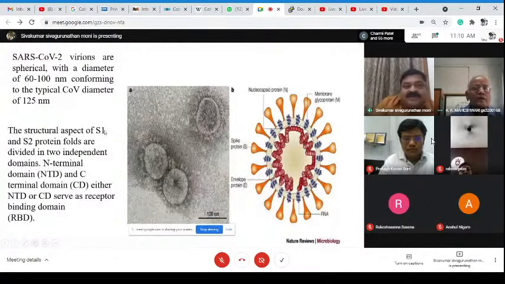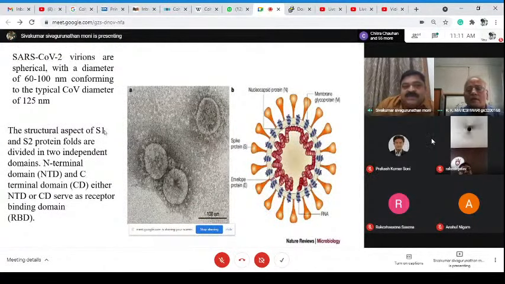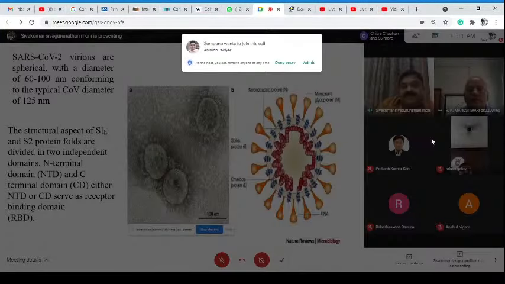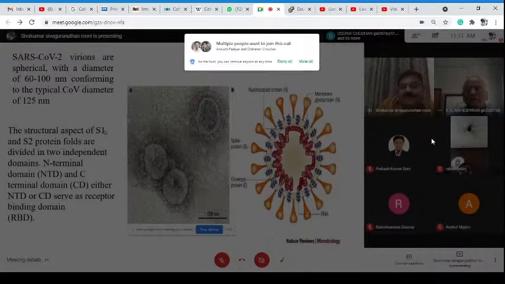So the SARS-CoV-2 virus is spherical with a diameter of about 60 to 100 nanometers, conforming to a typical coronavirus diameter of up to 125 nanometers in size. It is mandatory to know the structural perspective here. The structural proteins include the spike proteins, grouped as S1 and S2 proteins. It has two domains, the N-terminal domain and the C-terminal domain. The C-terminal domain serves as the receptor binding domain.